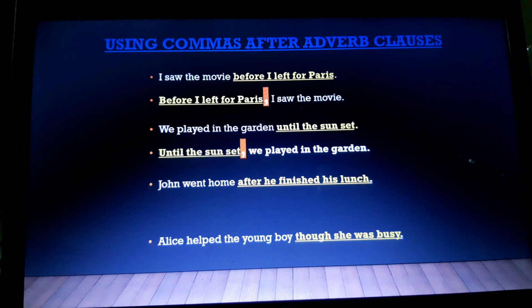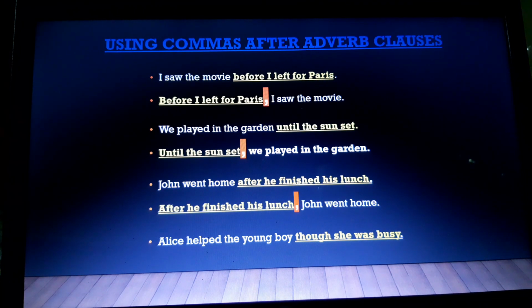Next sentence. John went home after he finished his lunch. What is the adverb clause here? After he finished his lunch. So we will write this sentence again by putting the adverb clause to the front. After he finished his lunch, John went home. At the end of the adverb clause, I have used a comma.